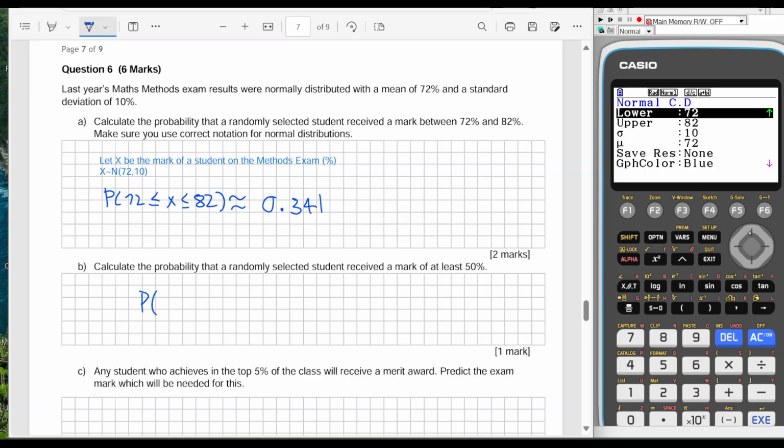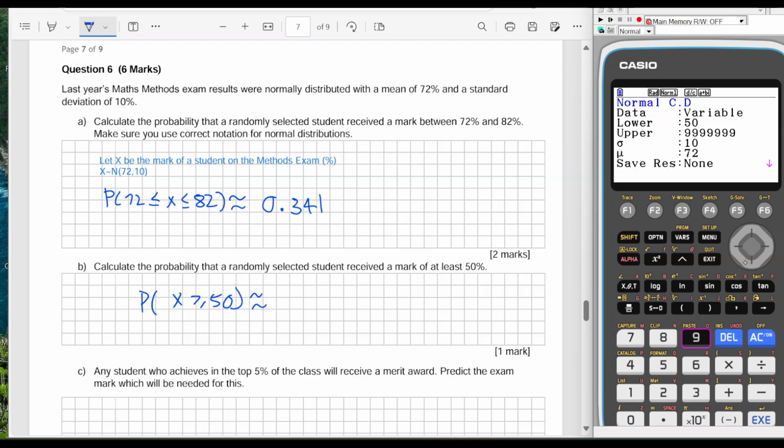We've already defined X. So probability that X is greater than or equal to 50. So again, it's normal CDF. You're going to set your lower to 50 and your upper to 9999999. You want to go as high as possible. Essentially, you'd want to set it to infinity, but there's no infinity button on your calculator. 0.986 is the answer there.